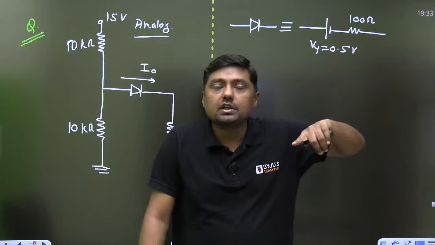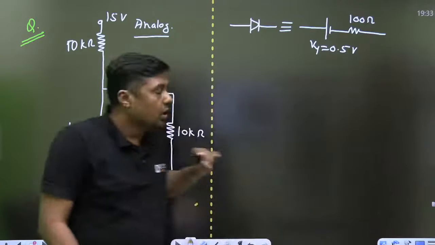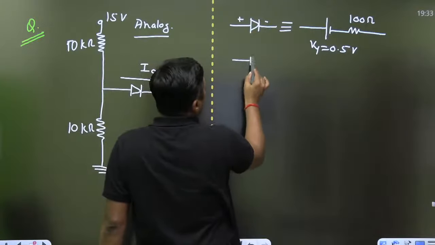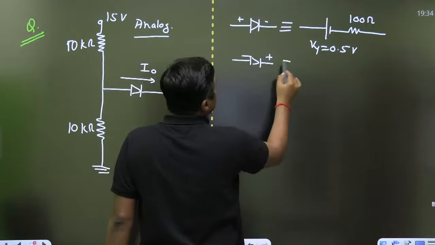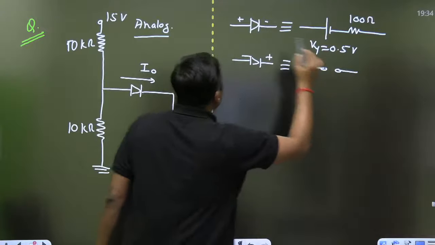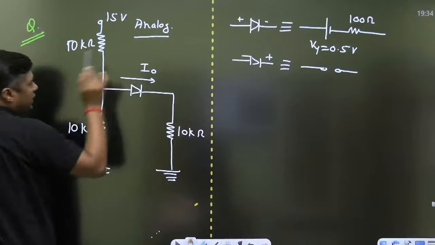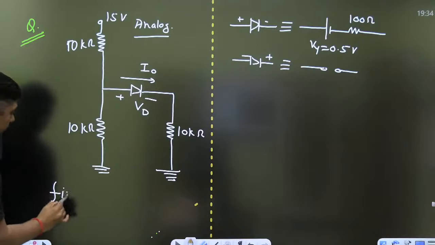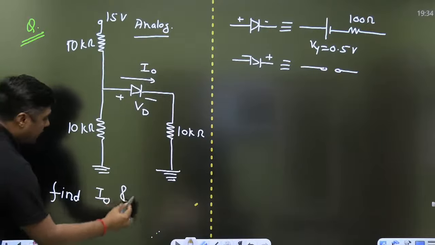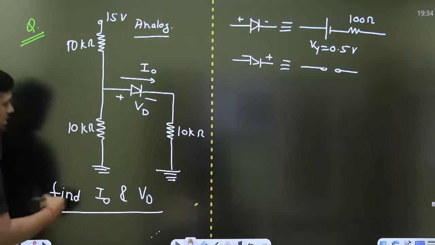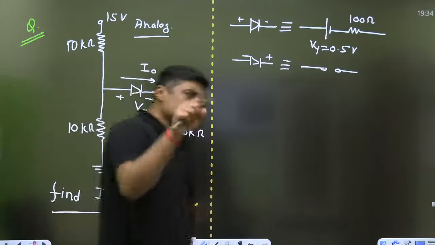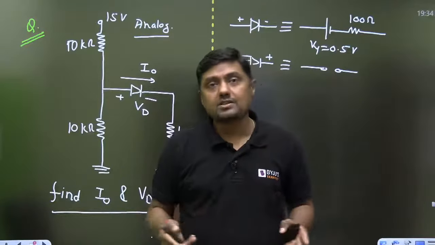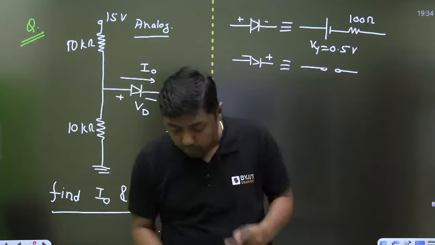And what is the internal resistance of the diode? Let it be 100 ohm. Okay. Now when it is forward bias, and when it is reverse bias, it acts as an open circuit. Okay. And what is the question? Find I naught and what is the drop across the diode? You have to find I naught and Vd. These are the two questions. So in the initial question, what was the drop? 0. In the previous question, what was the drop across the diode? 0.7 volt. This time you have to find the drop across the diode also.